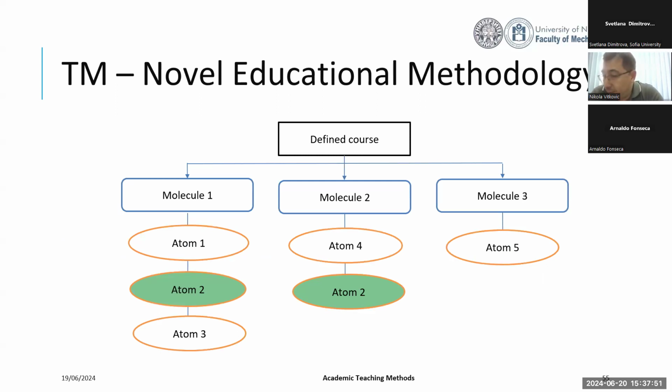So if you create one course by using these types of methodologies, you can create different kinds of courses with different content, with interchangeable atoms. Like here, you can use atom 2 in 2 different molecules, and also you can use them in different courses. So it's just a graphical representation.